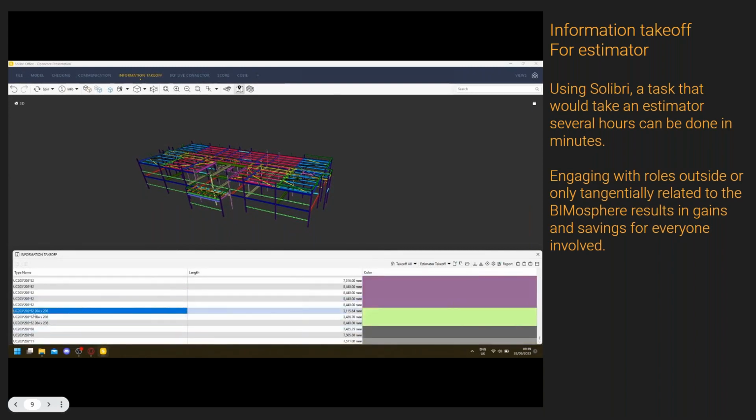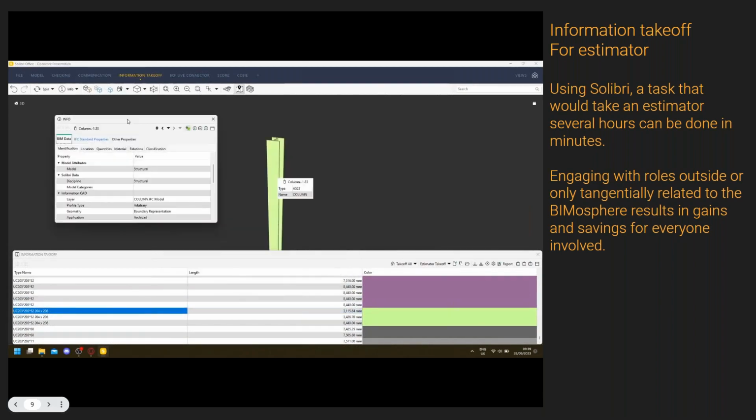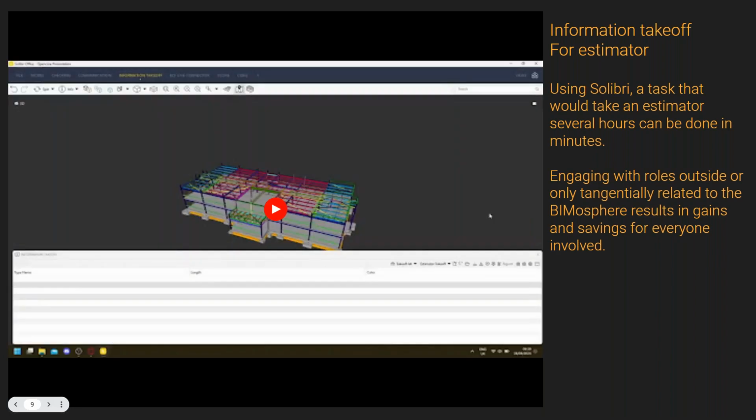So I was watching him sitting there with a scale ruler and a calculator for half a day as he's working out steelwork lengths. And then after following a conversation, we were actually able to get him the data he needed in about half an hour. Creating estimated takeoffs, depending on the size of the project, can be quite a big time commitment. So half a day, maybe more.